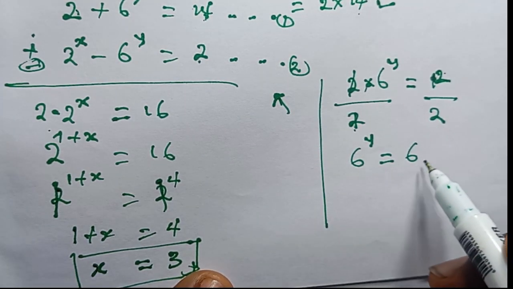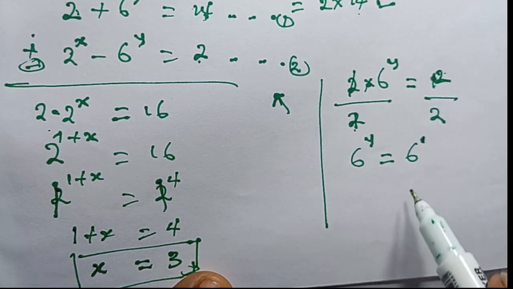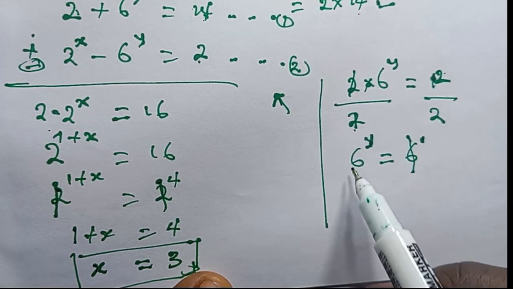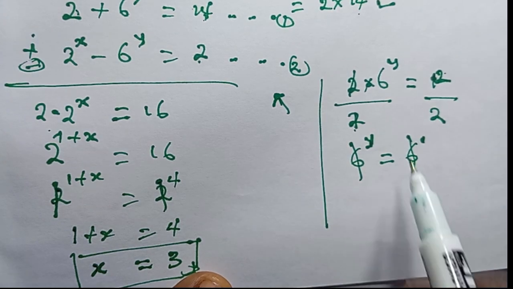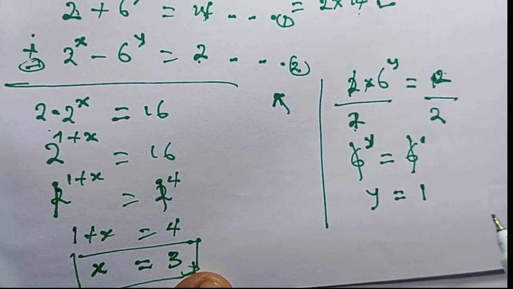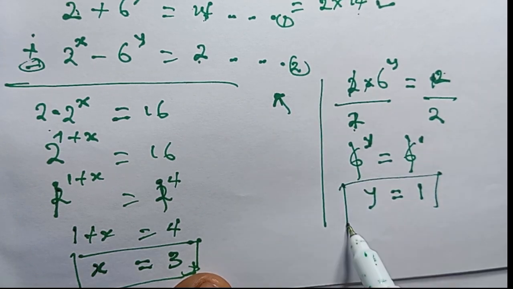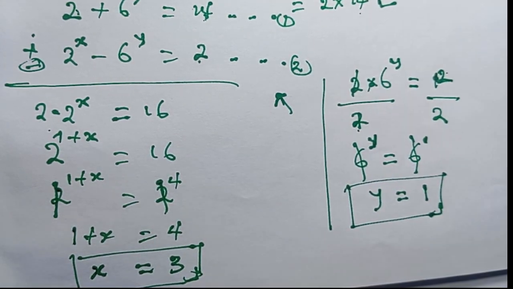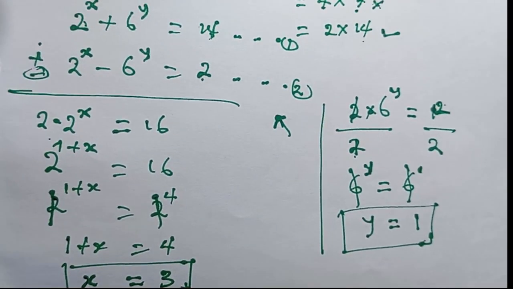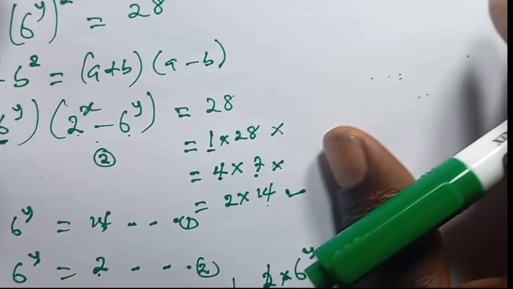Okay, and of course this is the same as 6 power 1. Since they have the same base here, I can go ahead to cancel their base, and then I will have that y is equal to 1. Okay, so you can see that we've got that y is equal to 1, and then x is equal to 3. Then we also want to find out whether this satisfies the problem we are solving.